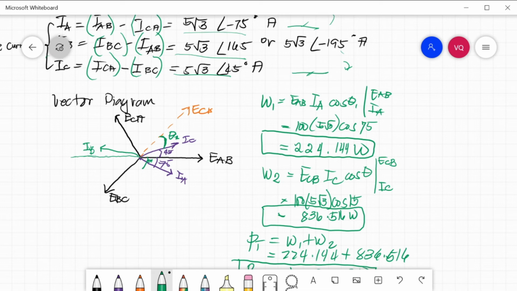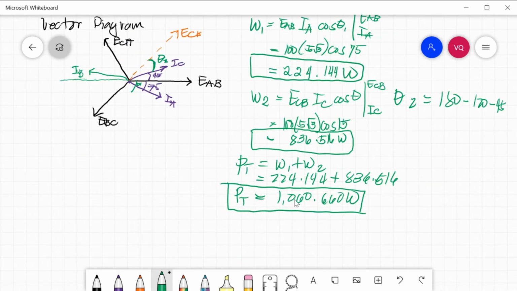The total power now of the system is the sum of the wattmeter 1 and the wattmeter 2. That is equal to 1060.66 watts.